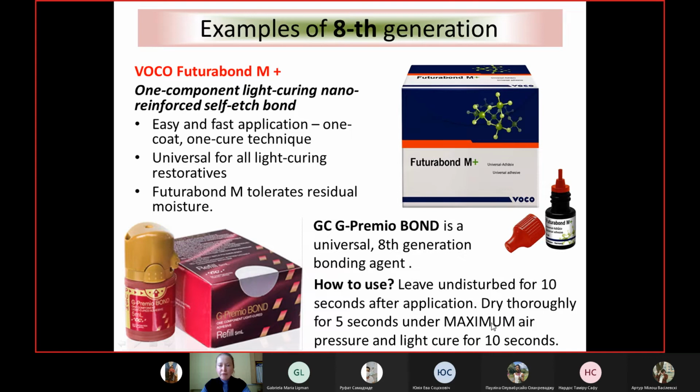How to use it: apply for 10 seconds and then dry thoroughly for 5 seconds under the maximum air, and light cure for 10 seconds.